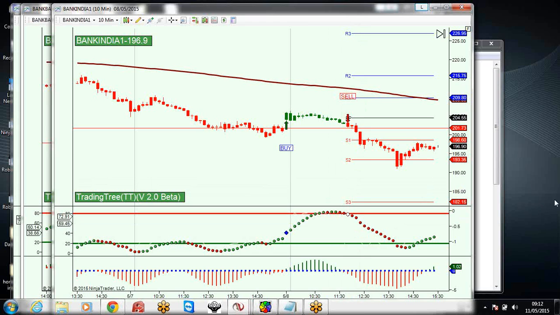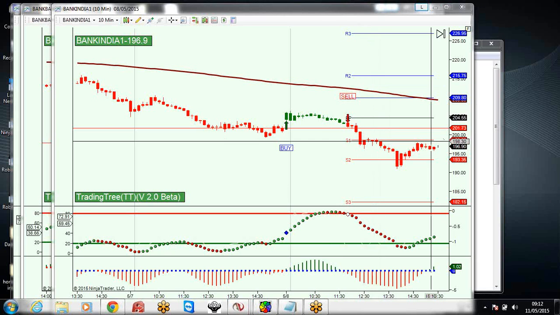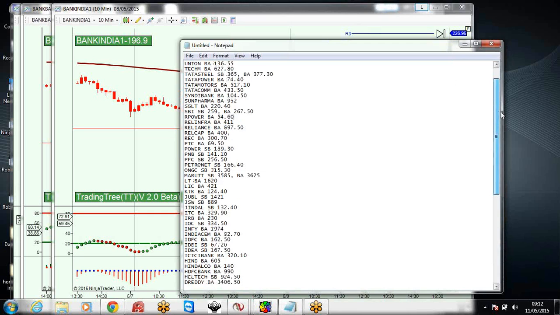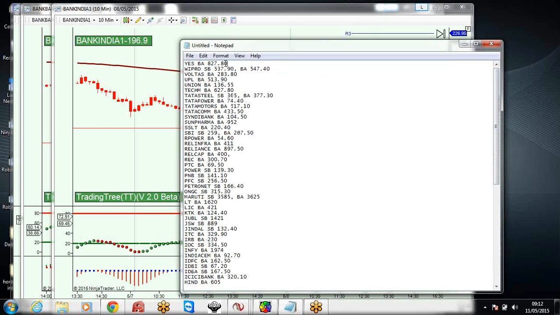If you have any doubts, please type them in the chat box. These are some of the calls for which I have already taken the prices. SBI Bank will be a buy above 827.80. Wipro sell below 537 and buy above 547. This analysis is something you can do very easily once you open the charts.